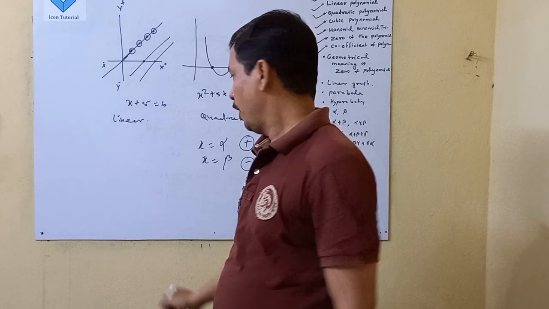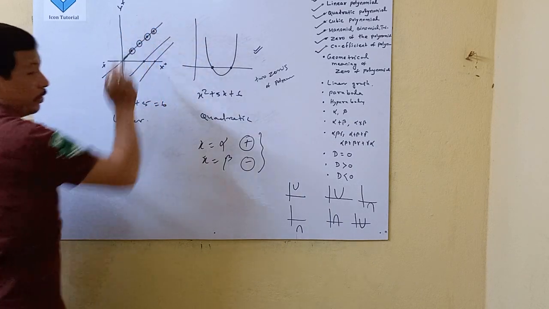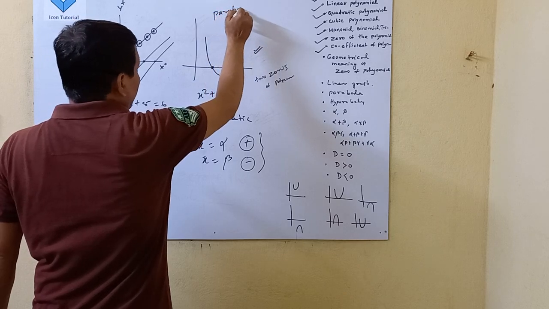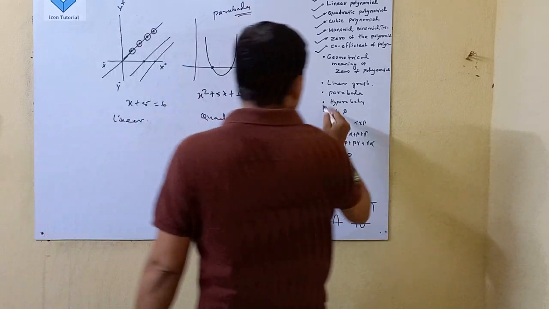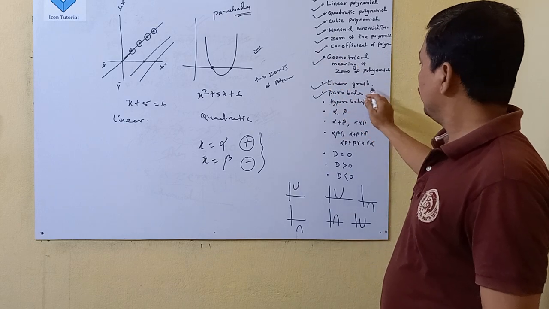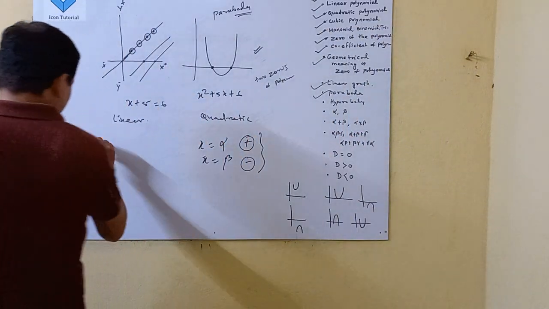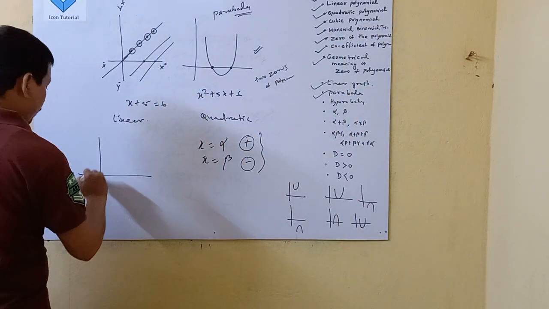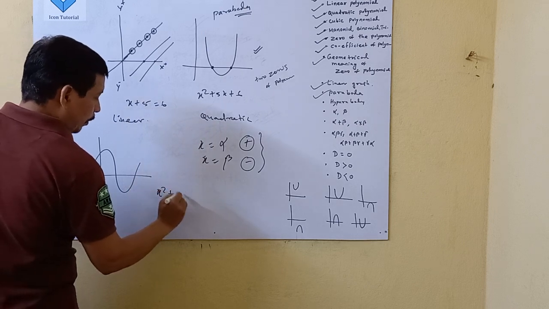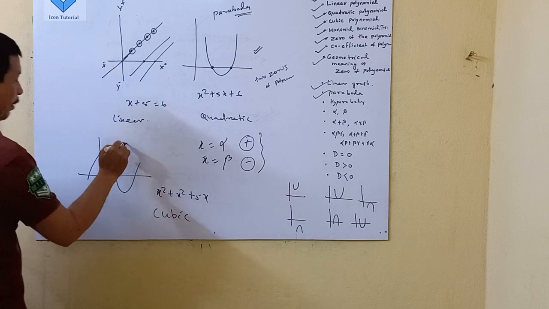So this is linear, a straight line, and this picture is a parabola. Parabola, right? So this is a linear graph. This is a parabola, right? So I told linear graph, and that is parabola. If this is a cubic polynomial, like x cube plus x square plus 5x, this is cubic.